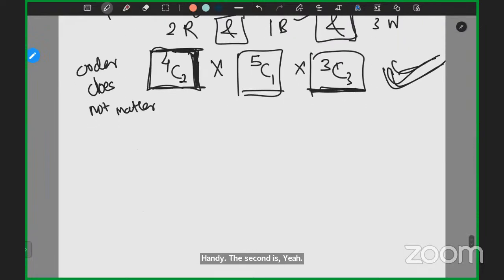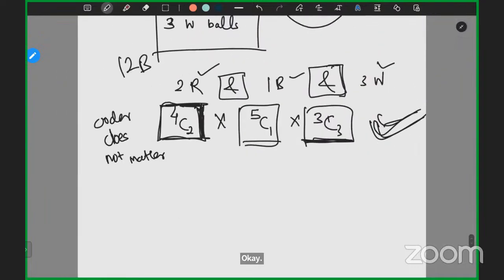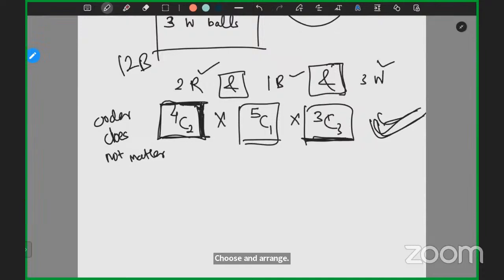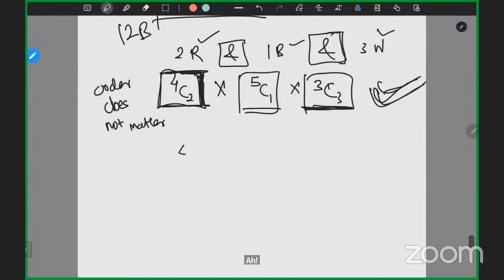Yeah. See, if I tell you that I have this, then arrange them also. Choose and arrange something like that. Then I need to do something else. So that will be like 4P2 and 5C1. So basically that's what it is, right?